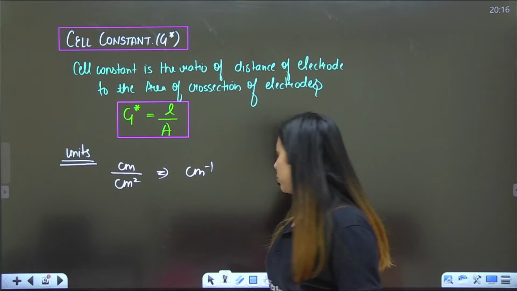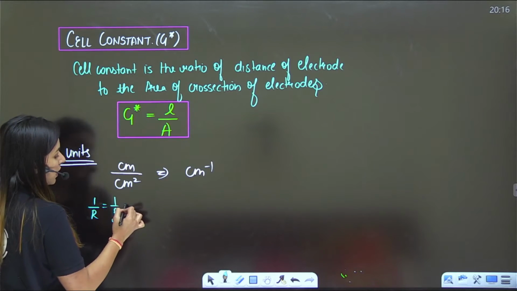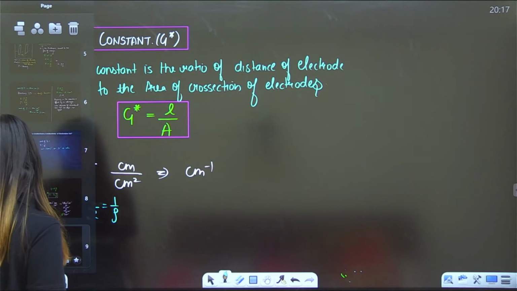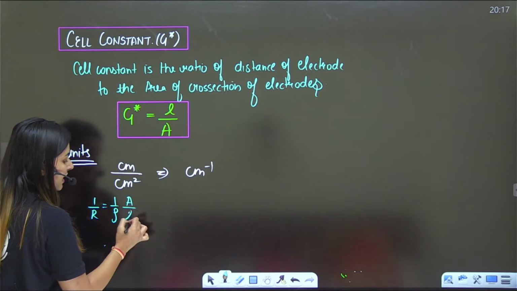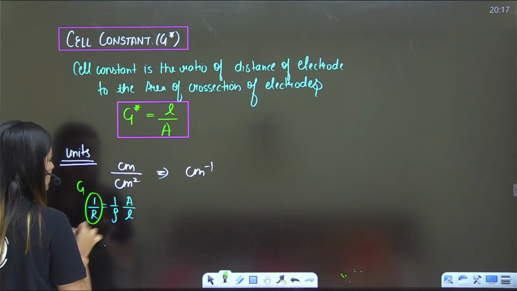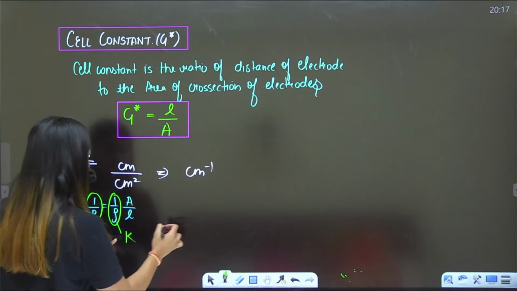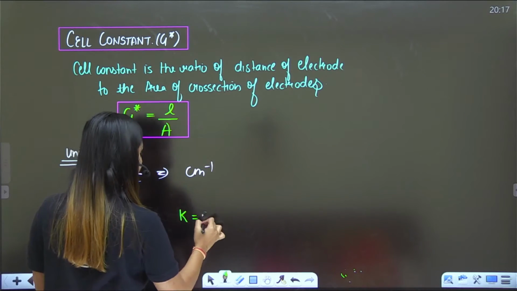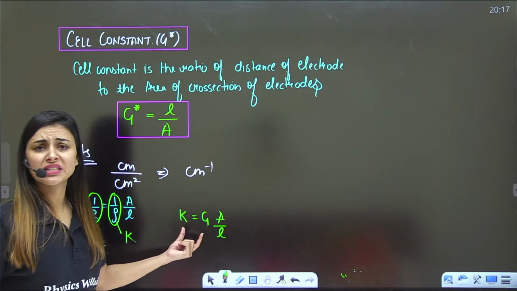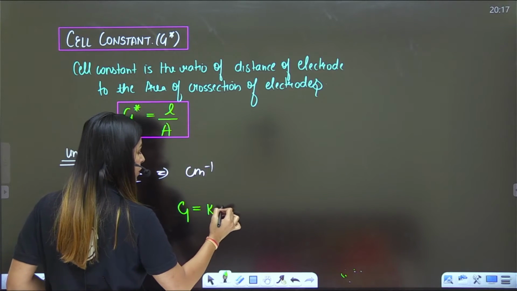Perfect. Now I want to make you understand where this actually is used. I hope all of you remember that we calculated 1 upon R is equal to 1 upon rho into A by L. We just derived it. I hope you remember this. This is your conductance G, this is your conductivity K. Now we'll just use this. From here we can say that conductance is equal to conductivity into A by L.